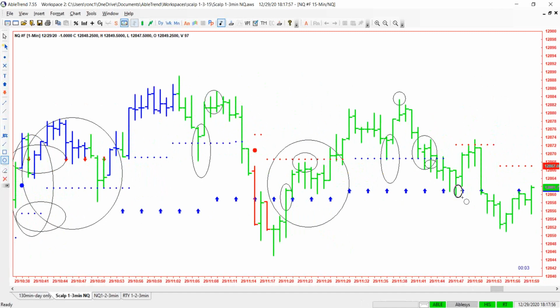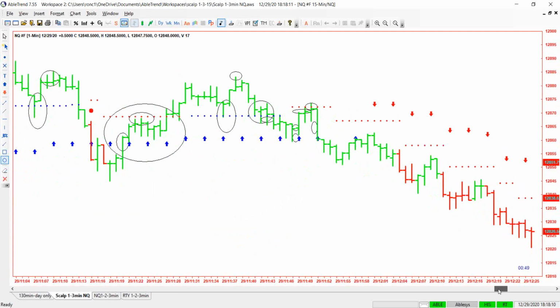Okay. Hits the arrow, and even in between the arrow, perfectly fine. Closes above it. 1 minute later, we got the 5-point winner. Hits the red dot, closes under it. 1 minute later, another $100. Now we got about 10 trades, about 7 winners, so we're doing really, really well.